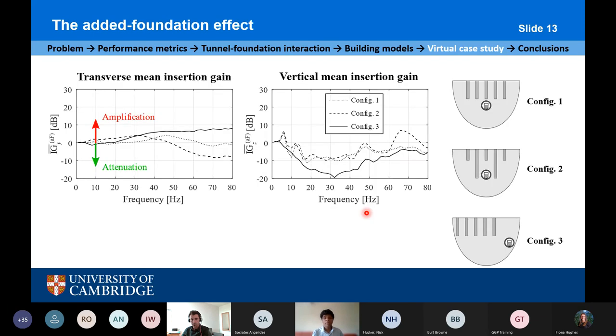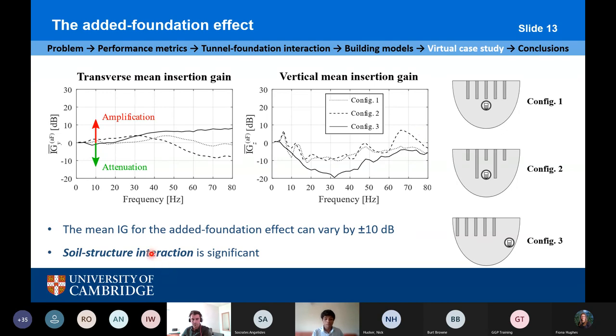So in this case, we're looking at the added foundation effect of these three different configurations. We're measuring the mean insertion gain that is being transmitted into the building. Considering the foundation itself, we look at what happens when we add the foundation and how that affects the vibration response that we measure. Anything above 0 dB is amplification, and attenuation is when it's below 0 dB. And we're measuring the transverse insertion gain and the vertical insertion gain.